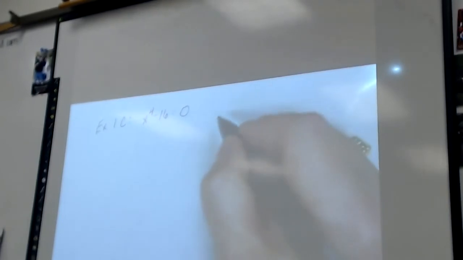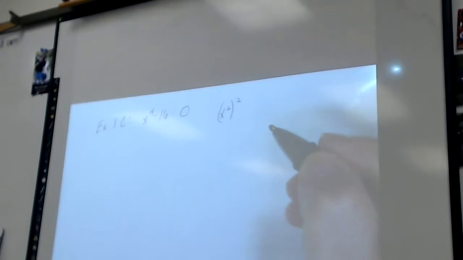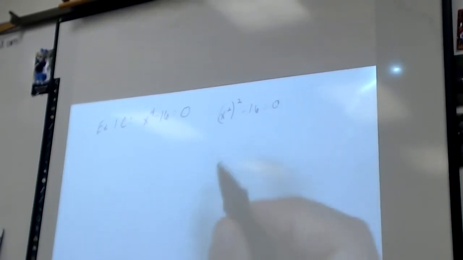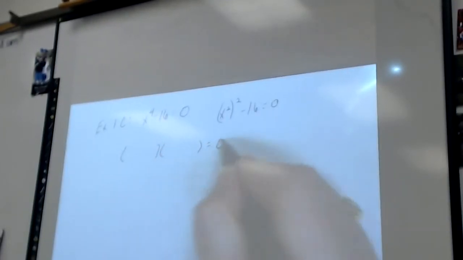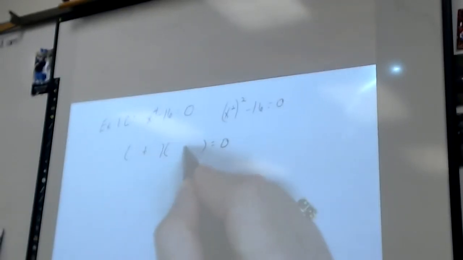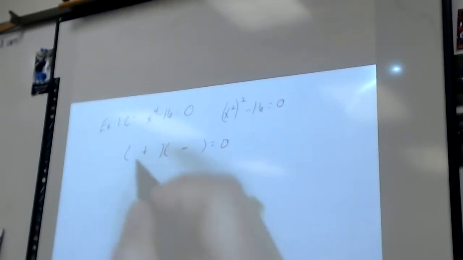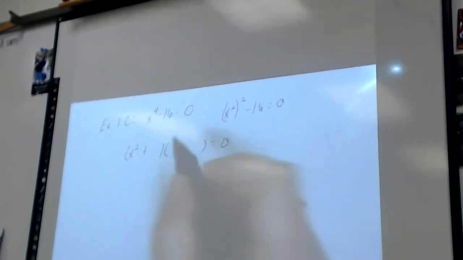Because x to the fourth is a perfect square. It's x squared squared, minus 16 equals 0. So I can do the difference of squares. Take the square root of each term, put a plus in between them and a minus. So the square root of x to the fourth is x squared, and the square root of 16 is 4. So x squared plus 4, x squared minus 4.